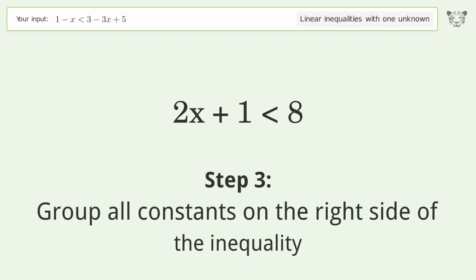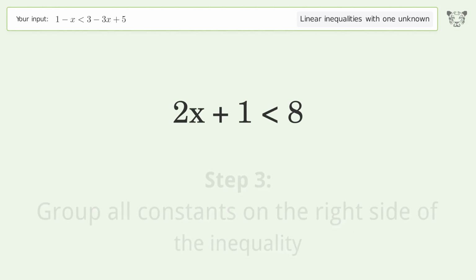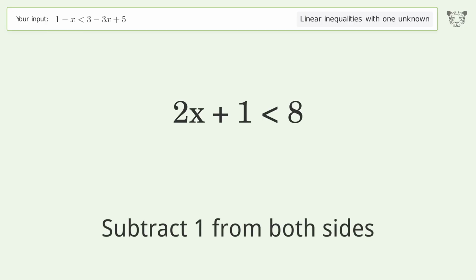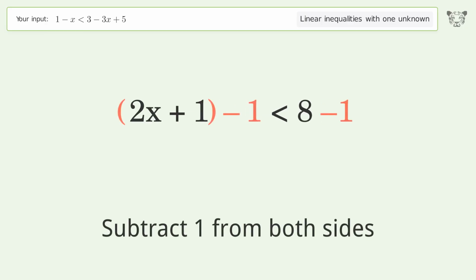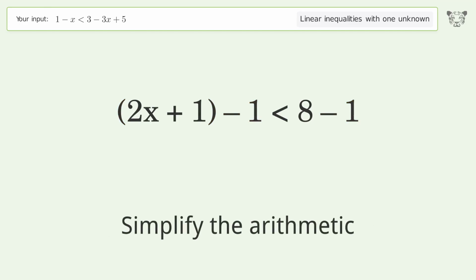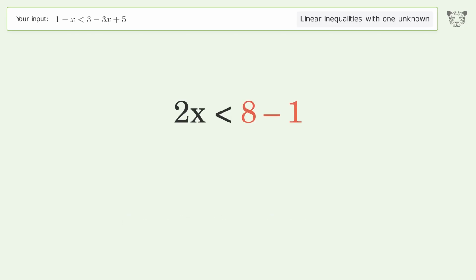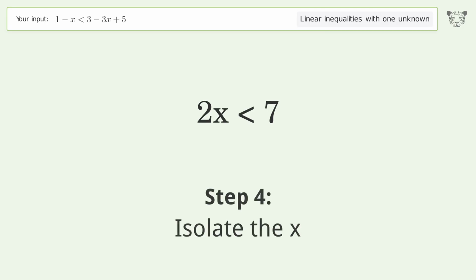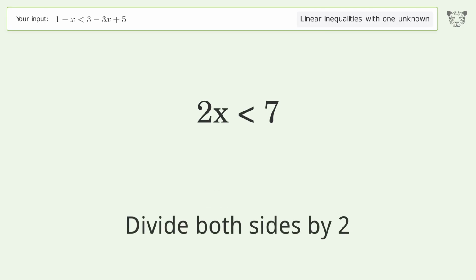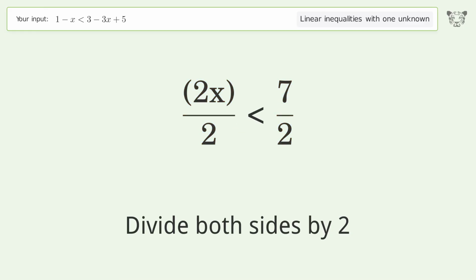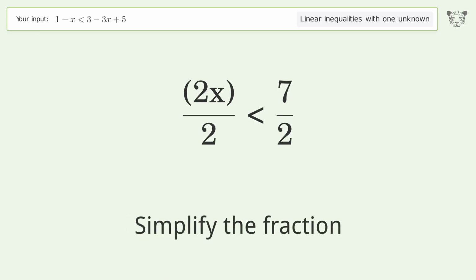Group all constants on the right side of the inequality. Subtract 1 from both sides. Simplify the arithmetic. Isolate the x. Divide both sides by 2. Simplify the fraction.